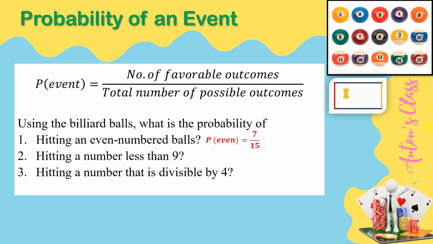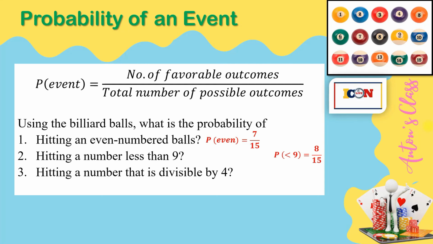Now, hitting a number less than 9 using the billiard balls. What are the numbers that are less than 9? Of course, it's 1 to 8. How many balls are there? 8. So the probability of hitting the balls numbered 1 to 8 is equal to 8 over 15.